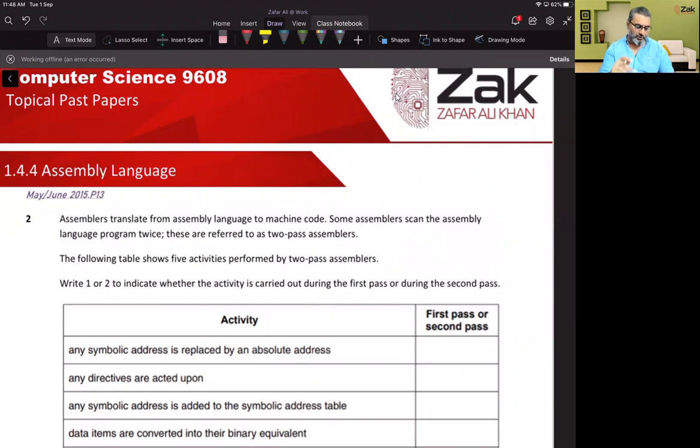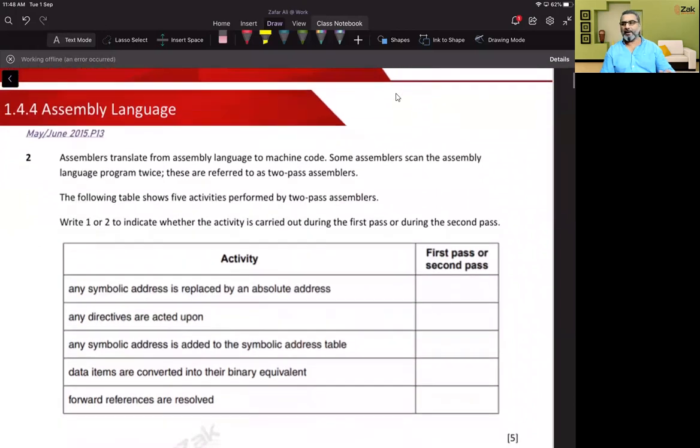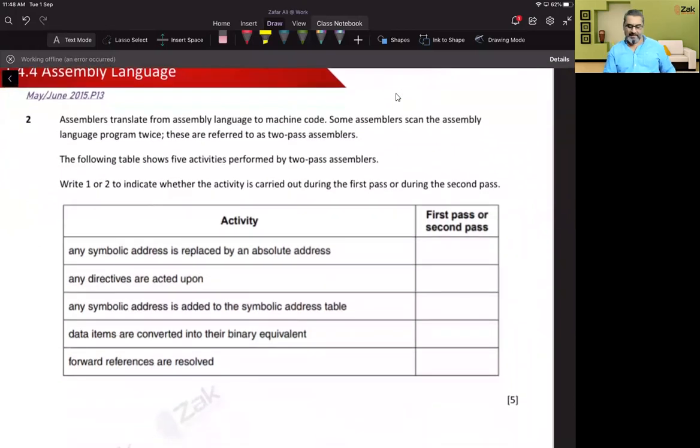The following table shows 5 activities performed by a two-pass assembler. Write 1 or 2 to indicate whether the activity is carried out during the first pass or during the second one.